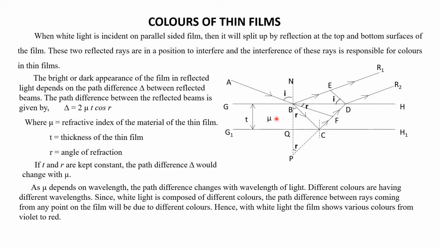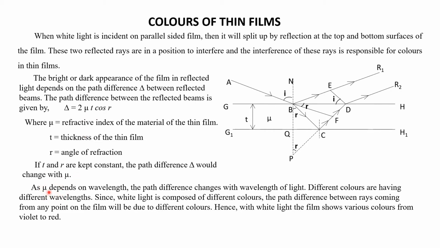If mu changes, then the path difference delta changes with refractive index. If t and r are kept constant, then delta changes with mu. If t and mu are constant, then delta changes with r. If mu and r are constants, delta changes with t. So like that, these are the variables. Now here we are discussing the colors, hence we concentrate on the refractive index only. So if t and r are constants, then the path difference depends upon mu.